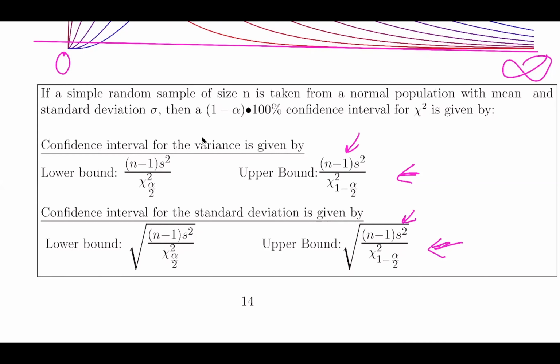And just know that this and this are going to come from the chi-square table. So that's something that you're going to have to find on the chi-square table. The part on top, that's actually something that will be given to you. All right. Any questions in regard to this formula?